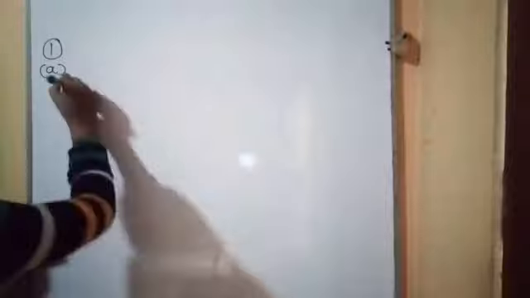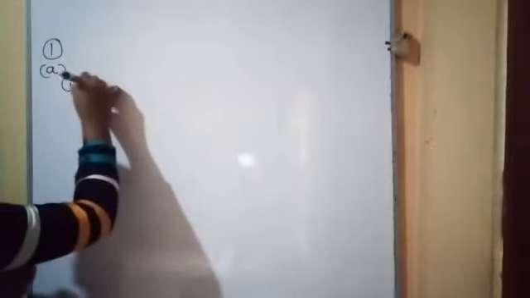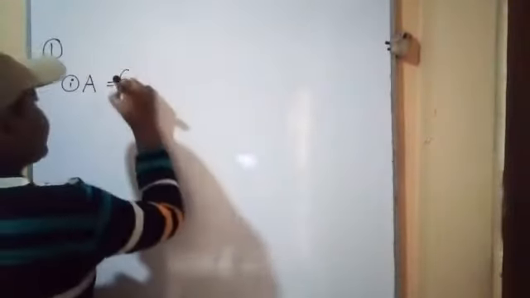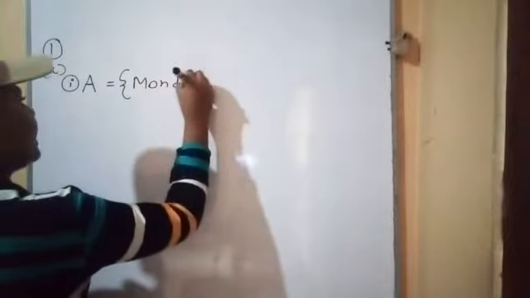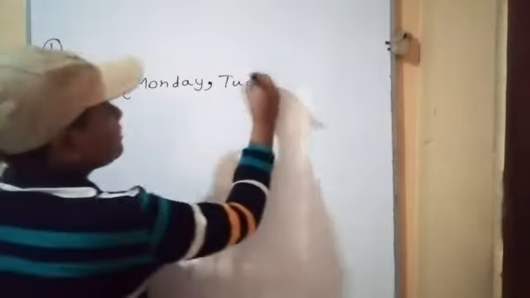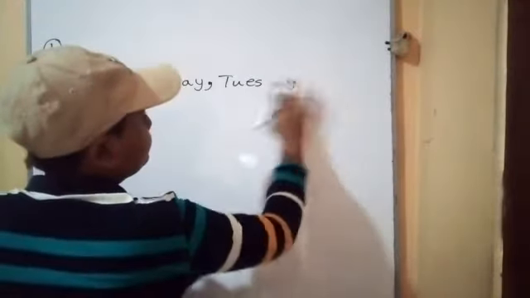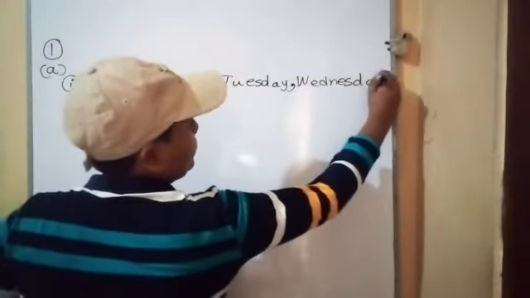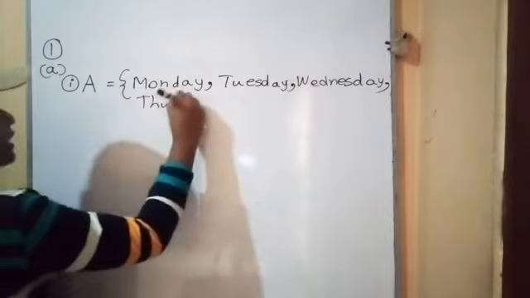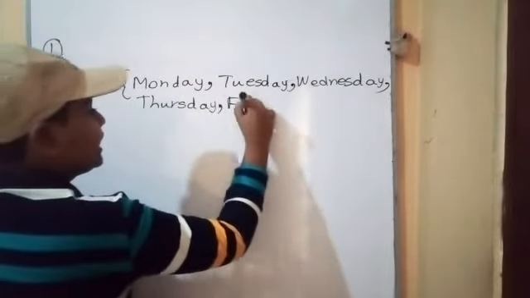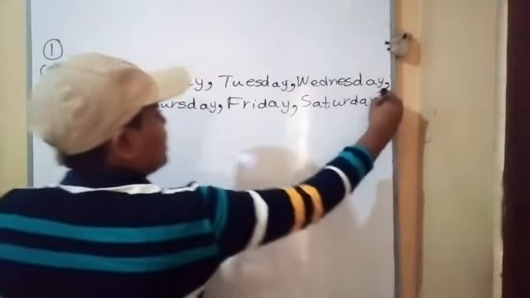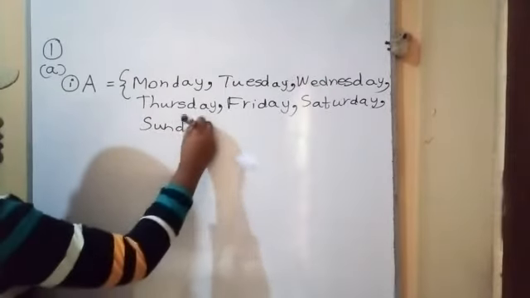Part A. The first one, set A, days of the week. What are the days of the week? There are 7. Monday, I write the answer in this bracket. Tuesday, Wednesday, Thursday, Friday, Saturday, and what? Sunday. These are the 7 days of the week.